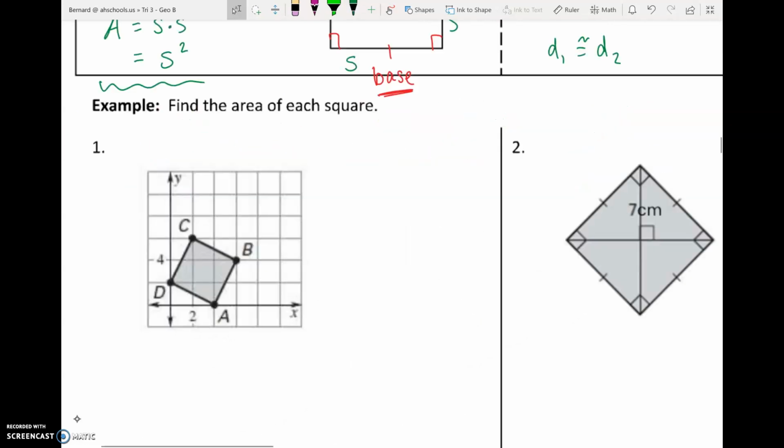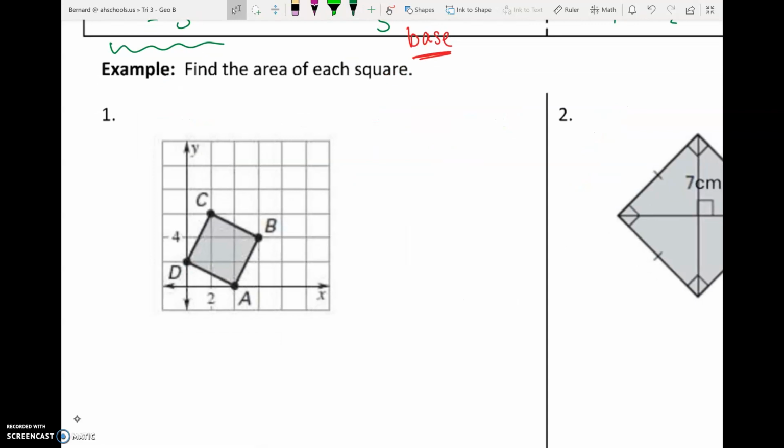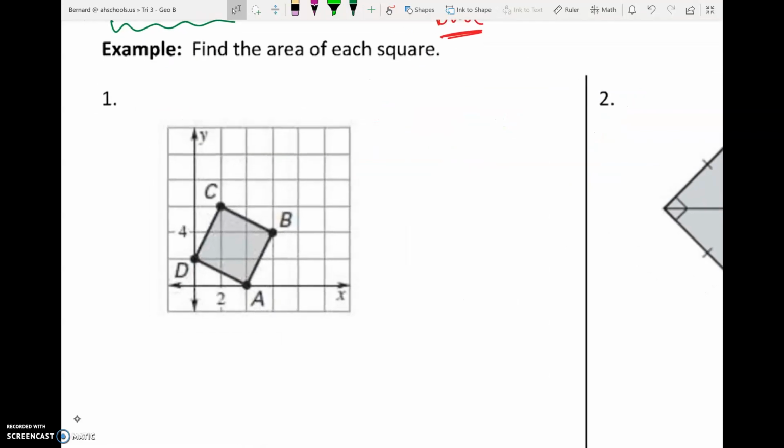All right, so let's find the areas of these squares. In the first one, it's on a graph. The easiest way to figure this one out, we could try to go diagonals, but those lines aren't straight up and down or side to side, so we can't count those boxes very easily. In fact, none of the lines are straight, so we can't count any of the boxes. But what we can do is try to find the length of one side.